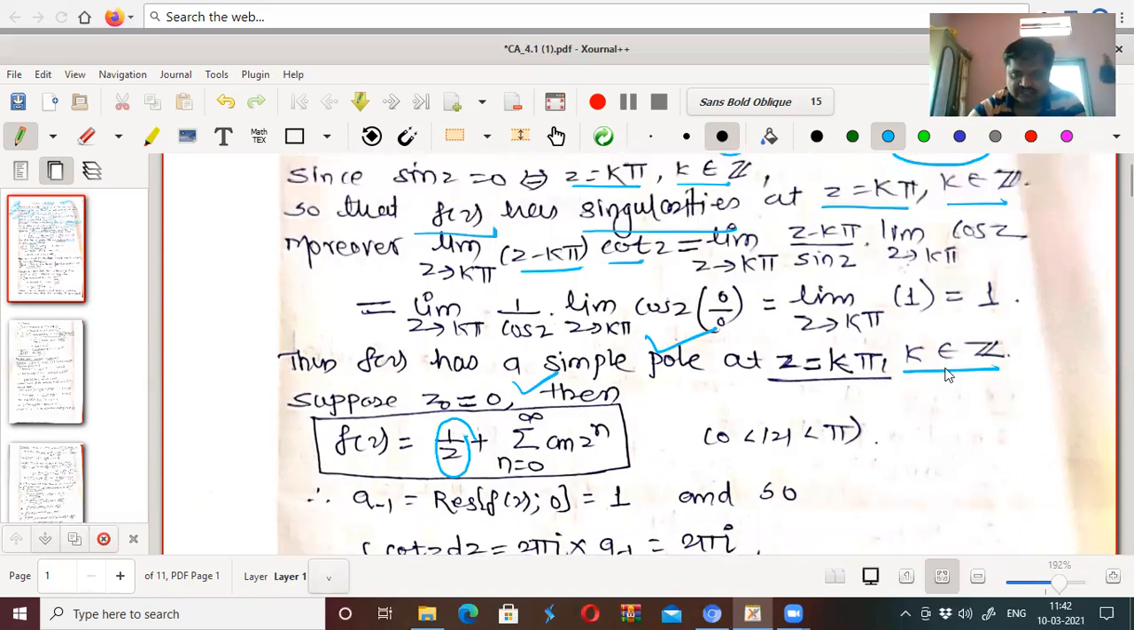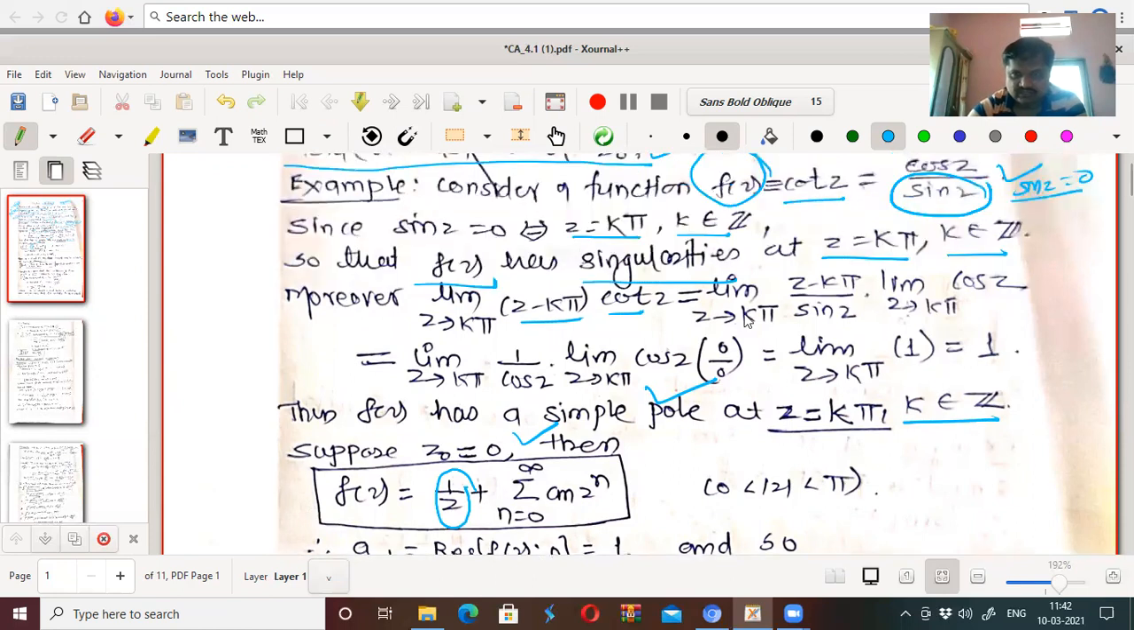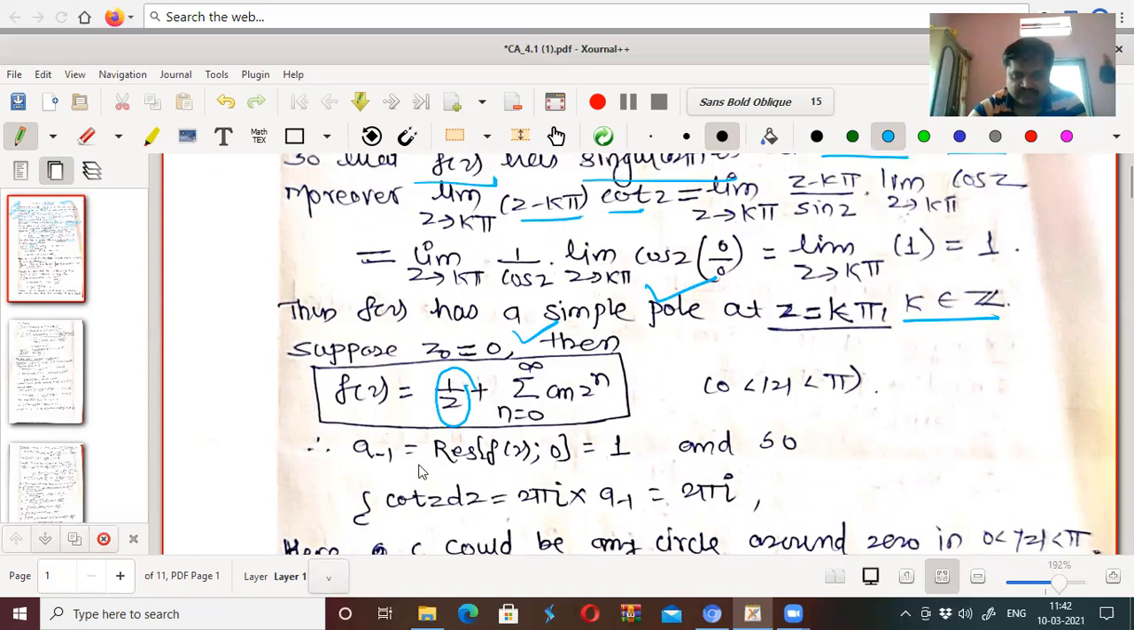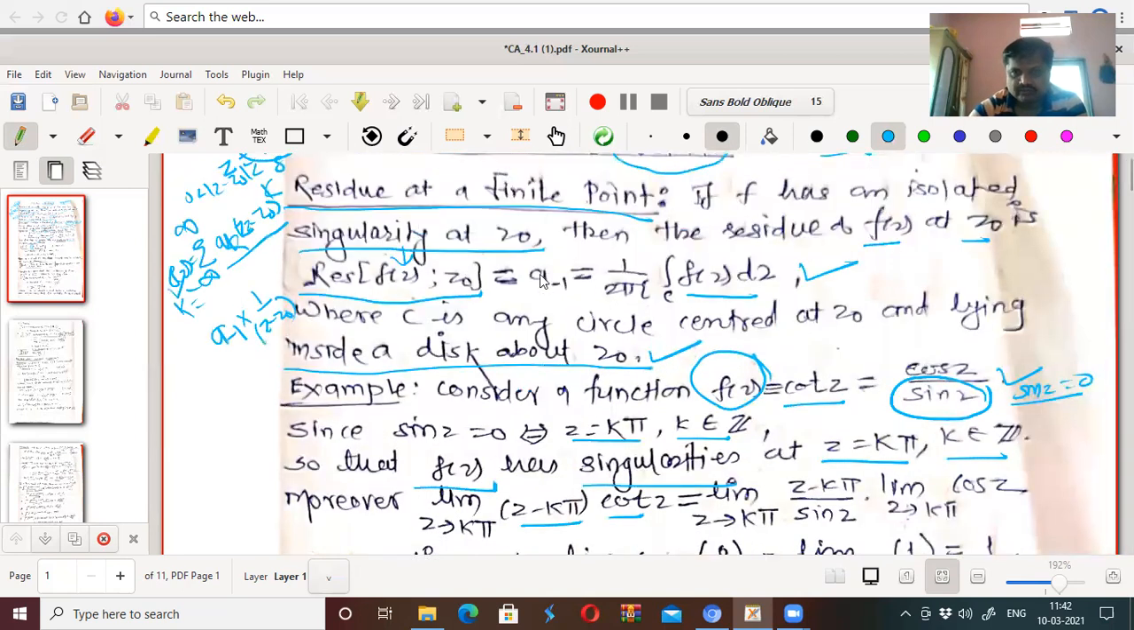It is for cot z, cos z upon sin z. The cot z expansion is of this type: 1 by z plus summation from n equal to 0 to infinity a n z raised to n, where 0 less than mod z less than pi, where a minus 1, the residue, is 1, and therefore the integral over c of cot z dz equals 2 pi I times the residue, that is 2 pi I, by using this one.